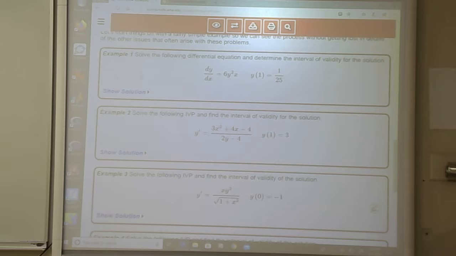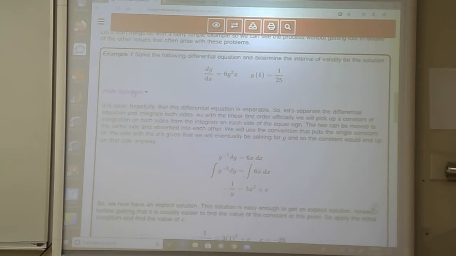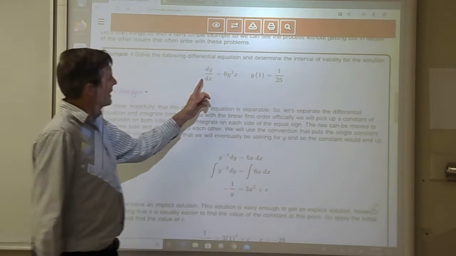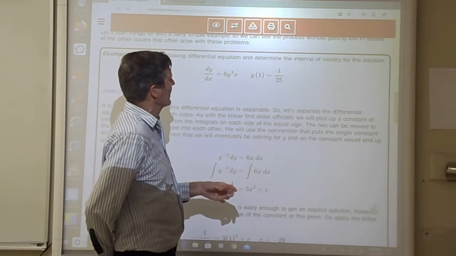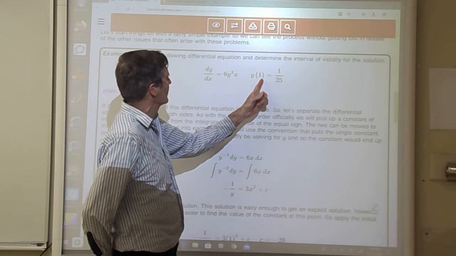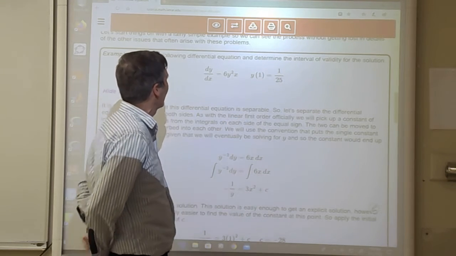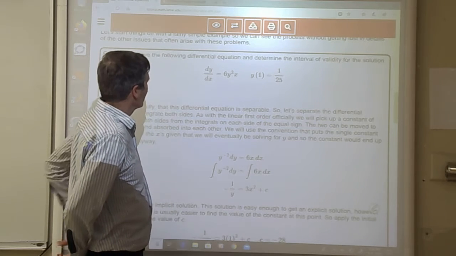Let's try it on this one here, whose solution I'll put out. Suppose I wanted to solve dy/dx equals 6y squared x, together with an initial value, otherwise I'll get an infinite number of solutions. y when x equals 1 is 1/25. Alright? So what do I do? I separate variables.